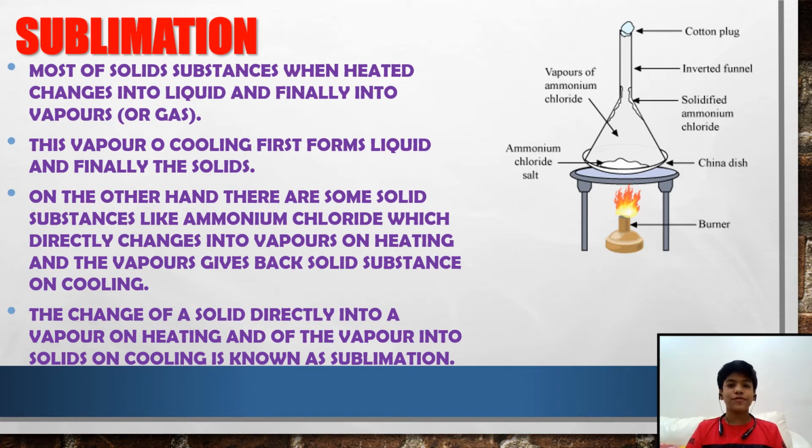Sublimation. The change of solid directly into vapor on heating and the vapors into solid on cooling is known as sublimation. It is used to separate constituents that contain one solid that directly changes into gaseous state without passing through the liquid state.